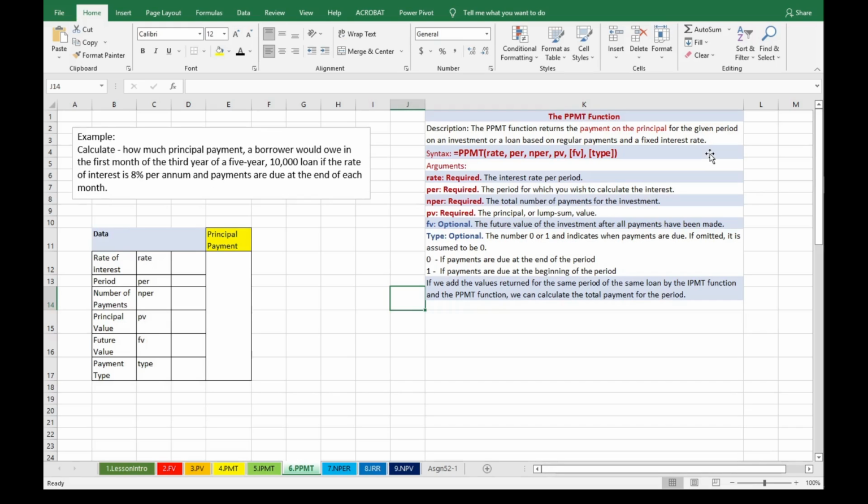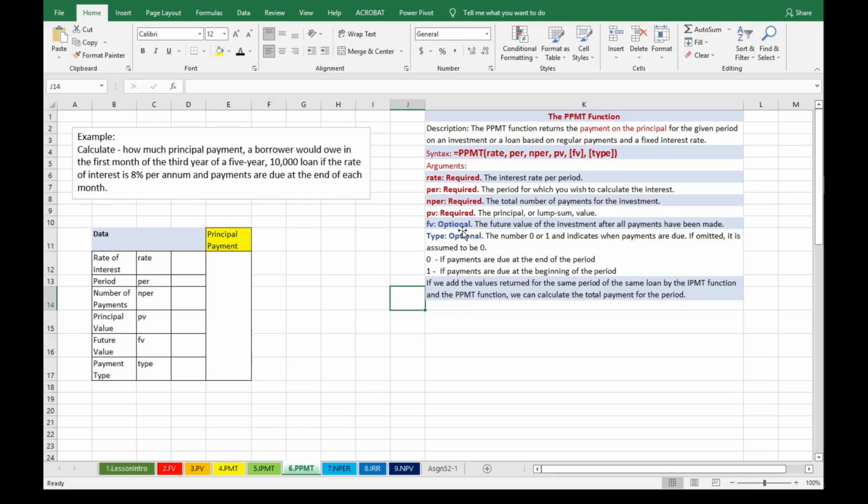The syntax for the PPMT function is rate, PER, NPER, PV as required arguments, then FV and type are optional arguments. Rate is a required argument, the interest rate per period. PER is a required argument, the period for which we wish to calculate the payment. NPER is a required argument, the total number of payments for the investment. PV is also a required argument, the principal or lump sum value.